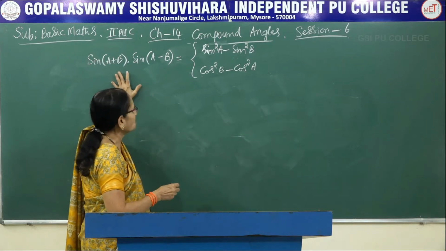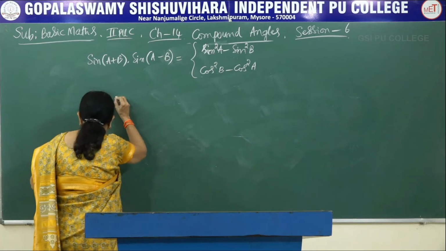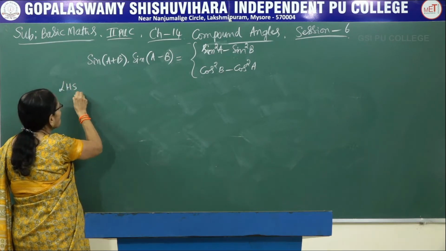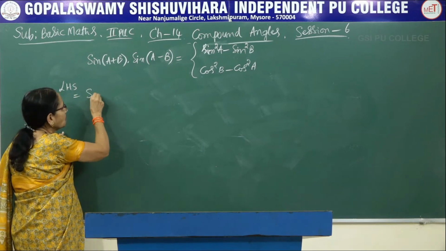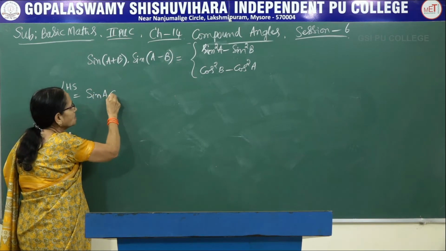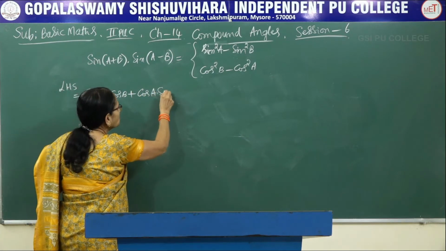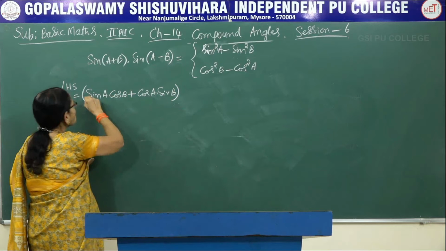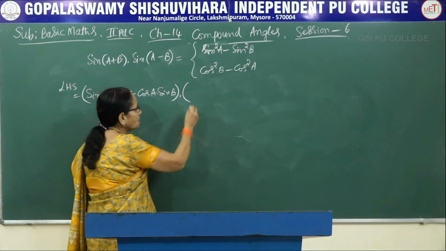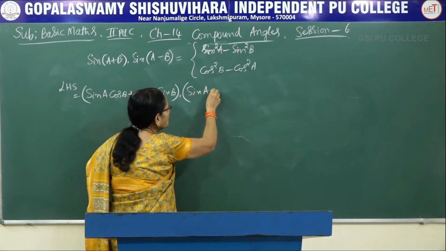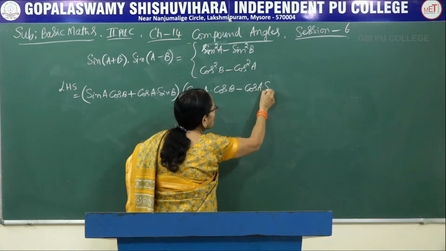Now first we start with the left hand side. One by one we try to get both the results. Now start from the left hand side. Now, sin A plus B into sin A minus B. Let me use the compound angle formula. What is sin A plus B? Sin A into cos B plus cos A into sin B. Close the bracket. Into you write sin of A minus B. The terms are same but the sign is different. Sin A cos B minus cos A sin B.